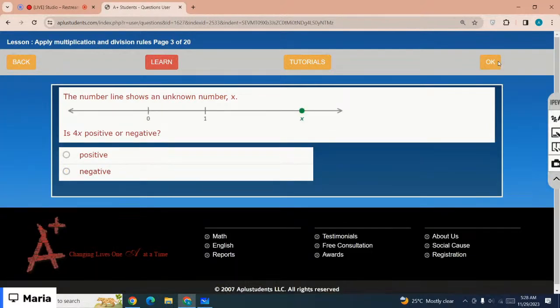Okay, the number line shows an unknown number x. Is 4x positive or negative? Which is the correct option? Very good. The correct option is positive. X is already on the positive side. Then you are multiplying with 4. 4 is positive. So the answer is positive.